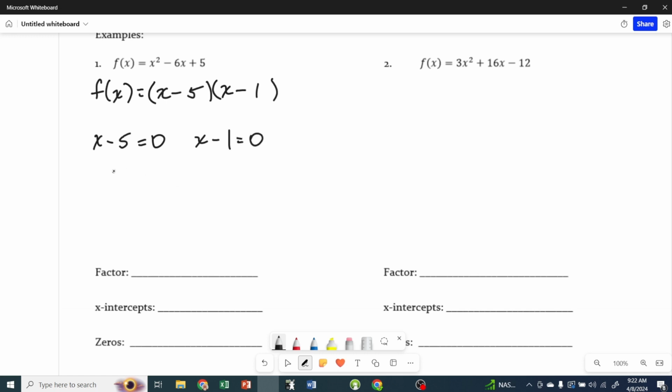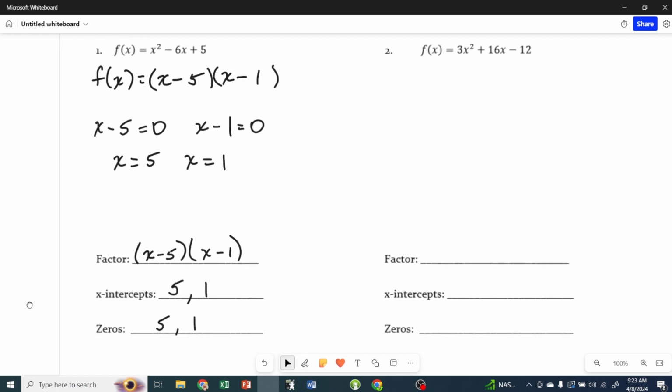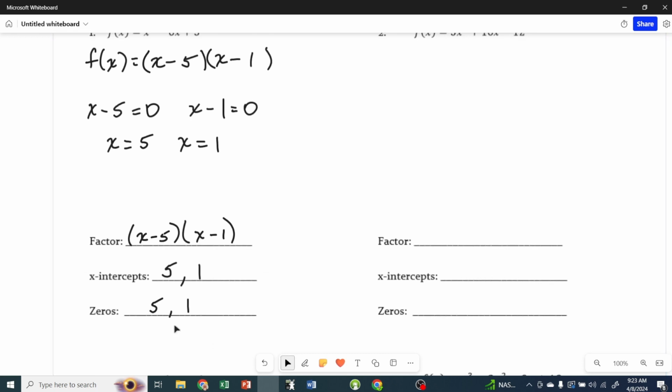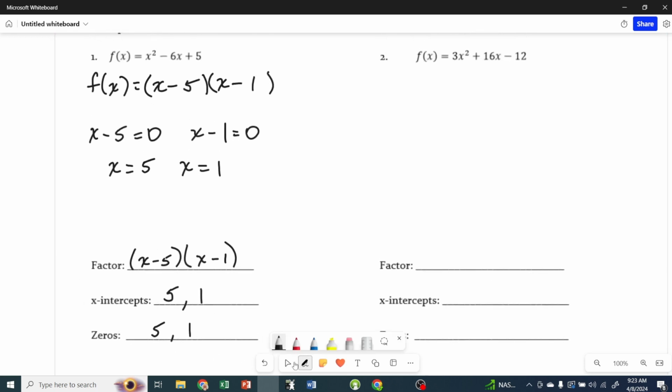Add 5 to each side here. I've got x is equal to 5. On the right here, I have x is equal to 1. So the factors, okay, we would just write x minus 5, x minus 1. The x-intercepts are 5 and 1, or 1 and 5. The zeros are 5 and 1. And if we wanted to be a little more specific, we could say the distinct zeros, there's 2 of them, right?